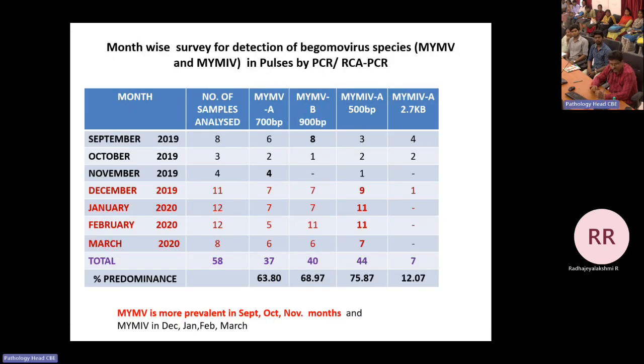Even if you see it month wise, of course the sample size is very small, but MIM is more prevalent in September, October, November as compared to MIV, the India virus, in December, January, February, March. Of course, you need more samples to say this, but why this is important is one of our leading varieties in Andhra, LRG 752.